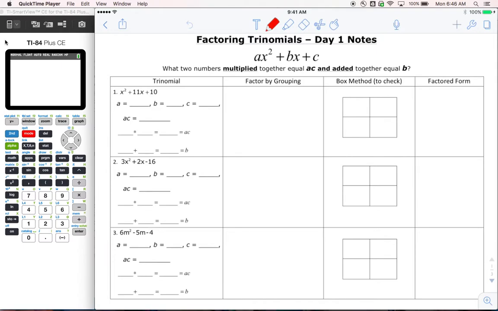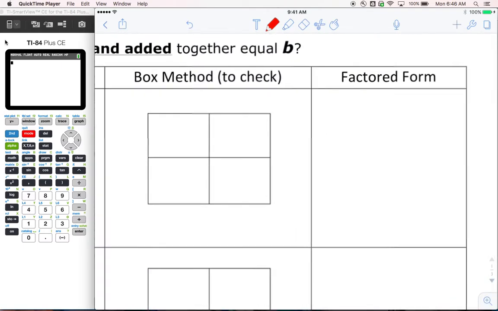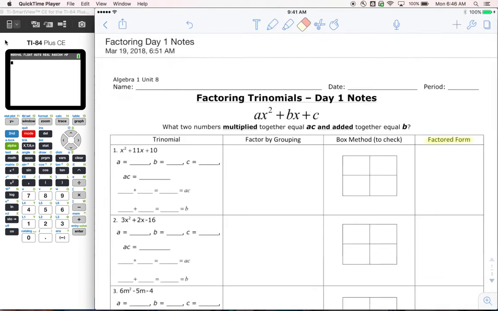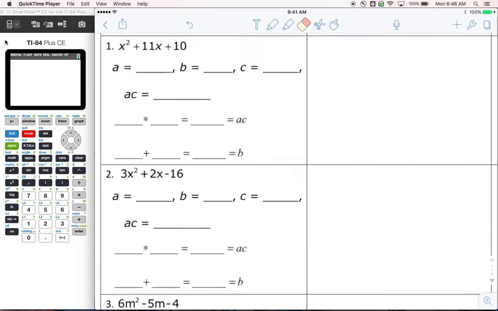So what we're talking about here is factoring a trinomial, right, when we have three terms. And when we're done, factored form at the end is where we're trying to get. Factored form is going to have two parentheses next to each other. So just keep in mind that that's the goal. Let's go ahead and start with the first trinomial.